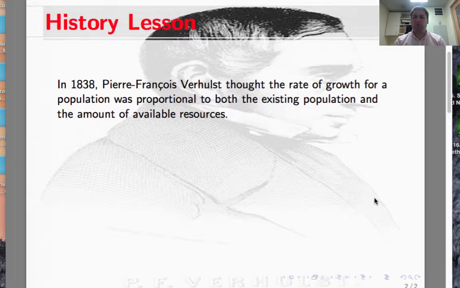But it's also going to be proportional to the amount of available resources, and this should make sense too, right? If, for instance, humans need food to eat, and there's too many of us, there's not going to be enough food to go around. So our growth rate is proportional not just to how big we are as a species, but also to what is available for you.